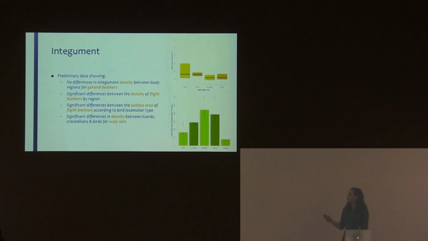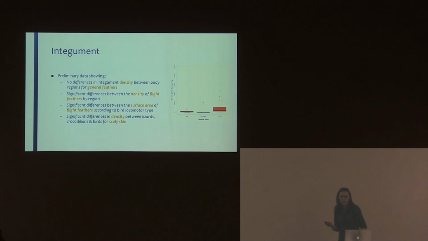The density of the different types of flight feather did differ between the regions. So your primary and your caudal flight feathers formed one sort of distinct group, and then the secondary and tertiary flight feathers are much less dense. And also significant differences between the surface area of different flight feathers, according to the locomotor type of the birds that we were looking at, which isn't surprising, but it's nice to have that quantified and actually demonstrated. And there was some funky stuff going on with the scales as well, so significant differences in the density, depending on whether it was a lizard, a crocodilian, or a bird, which is quite interesting and something to explore further.